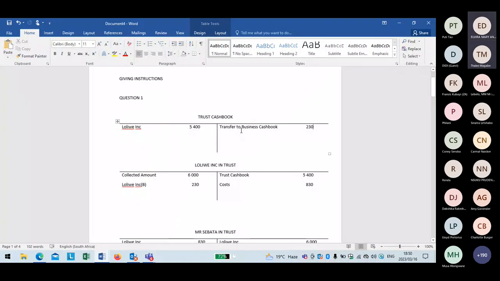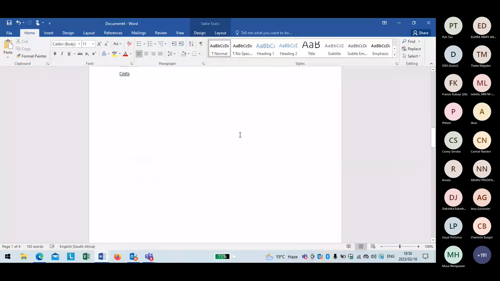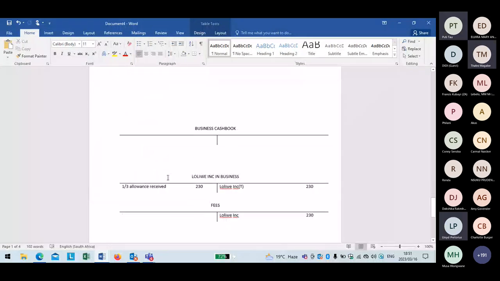What else? Go to the business cash book. What do we say there? Do we debit or credit? We need to debit. Debit because we are receiving. Our narration is? Extras account. Extras cash book. And the amount is? 230. Yes.